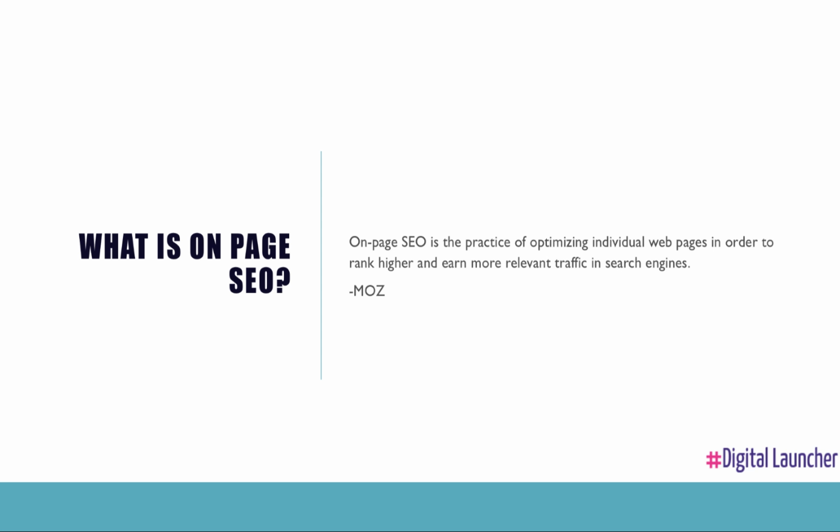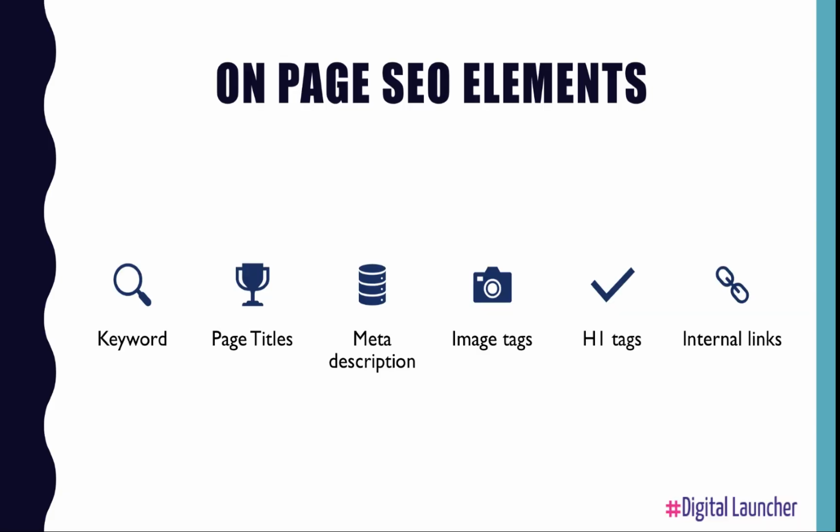On page is not a big task, but people forget the primary and basic things they should do before launching a website. So, in this video, we are going to discuss the on page checklist. These are all the elements you should keep in mind before launching a website: keyword, page title, meta description, image tags, H1 tags, and internal links. Let us discuss this one by one.